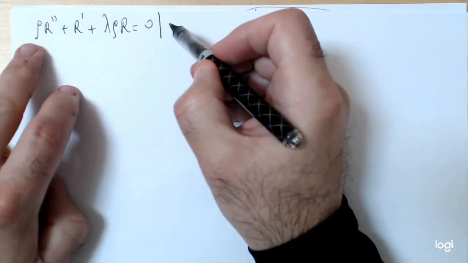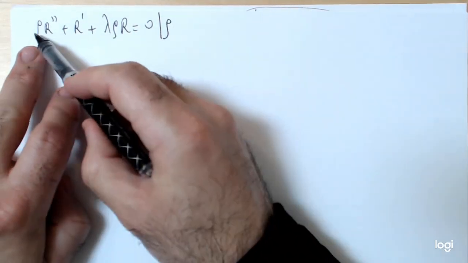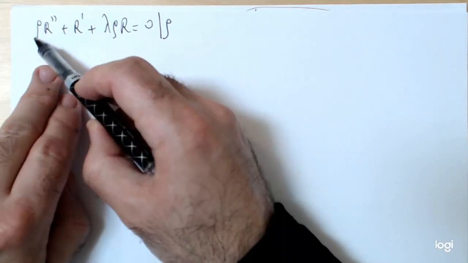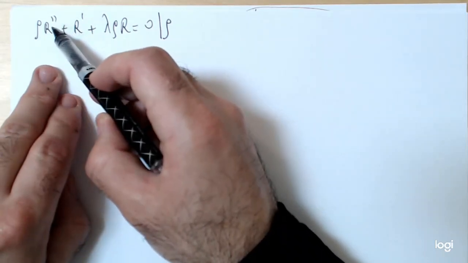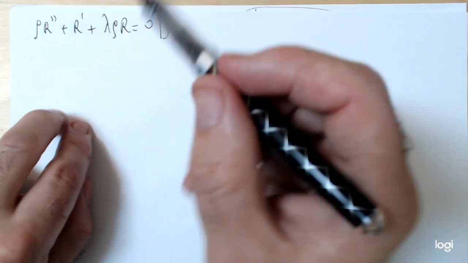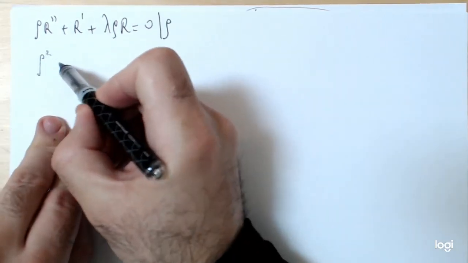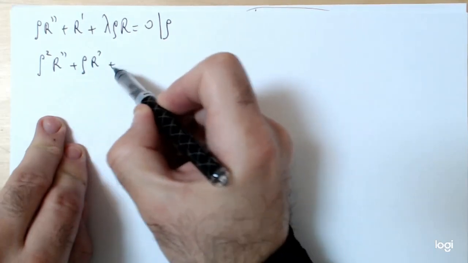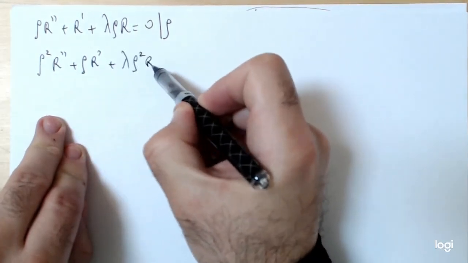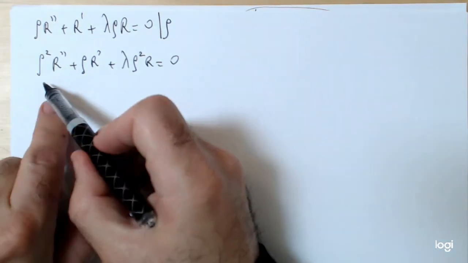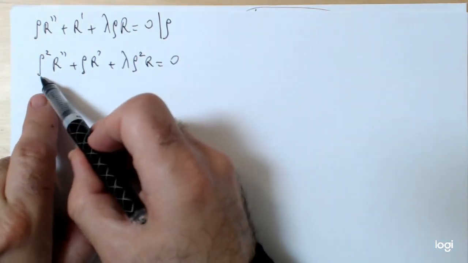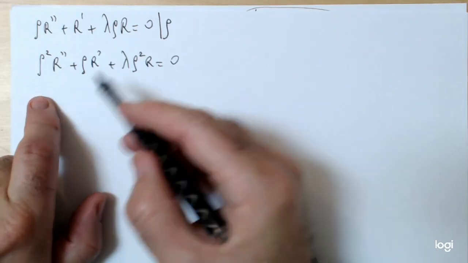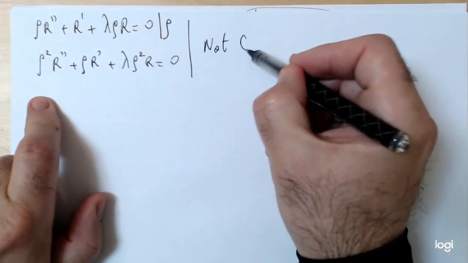Notice if I multiply by rho on both sides, just to see if it's of a Cauchy-Euler type. Remember, in the Cauchy-Euler type, the exponent of rho should be the same as the order of the derivative. So if I do that, then this is rho squared r double prime plus rho r prime plus lambda rho squared r equals 0. The reason sometimes this is confused with the Cauchy-Euler type is because the first two terms look like the Cauchy-Euler type, but it's not Cauchy-Euler.